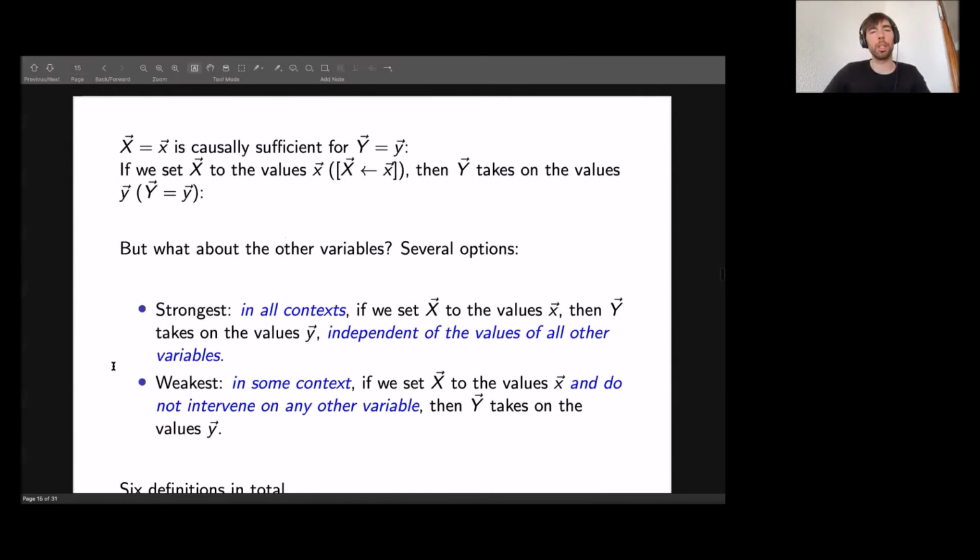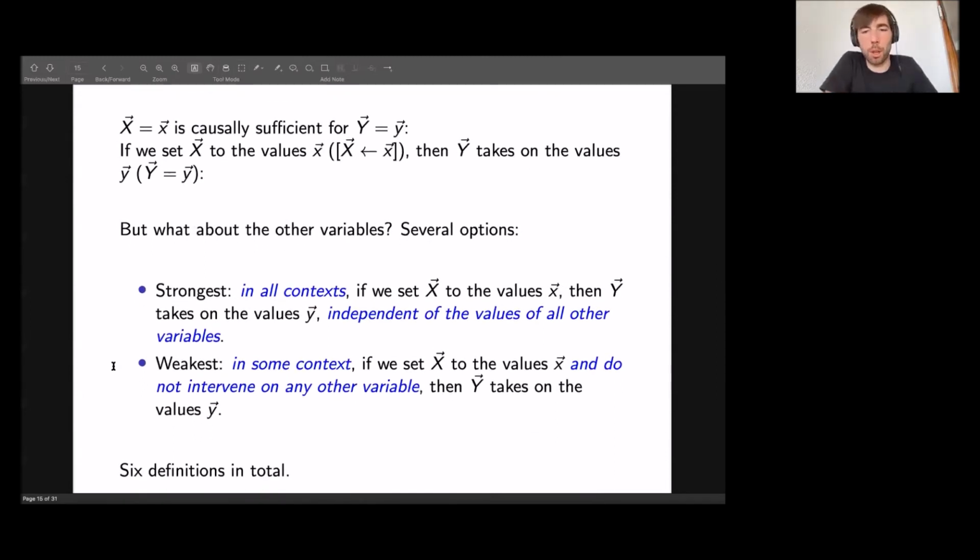Now the starting point is that in a causal setting, if we want to say that some setting is causally sufficient for another setting, this should be interpreted as: if we were to set X to the value x, which happens through an intervention, then it is the case that Y takes on the value y. That's the minimal requirement. But there's still lots of things we haven't made precise here. We haven't said anything about all the other variables.